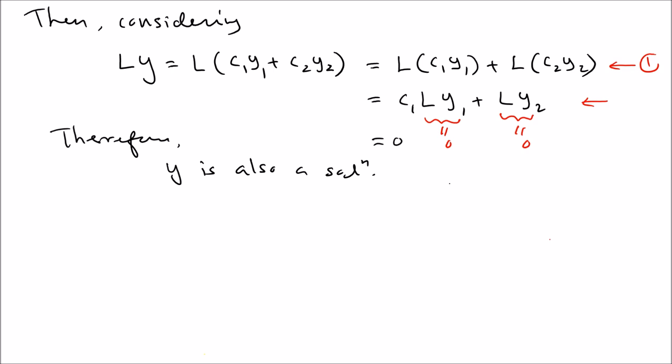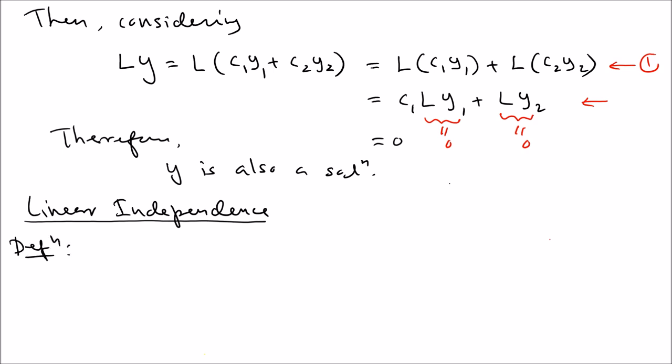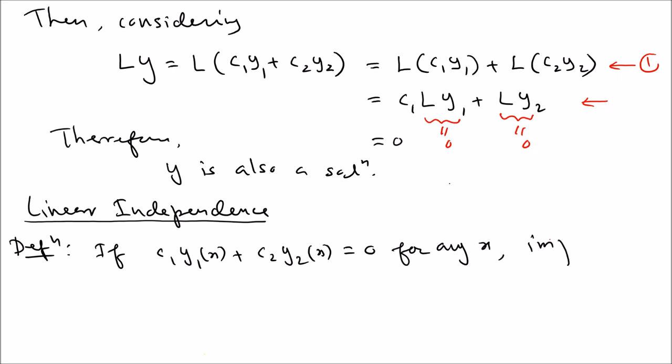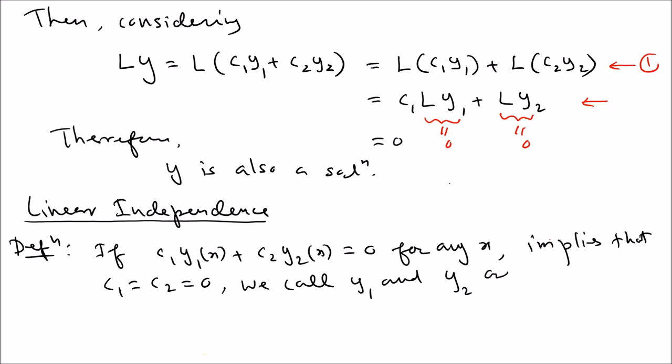So let's move on to linear independence. What does linear independence mean? Let's go with the definition. This is the actual definition. If c1 y1(x) plus c2 y2(x) equals 0 for any x implies that c1 and c2 are 0, that means there's only the trivial solution. If it implies that, we call y1 and y2 linearly independent.